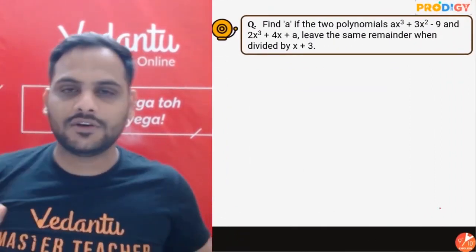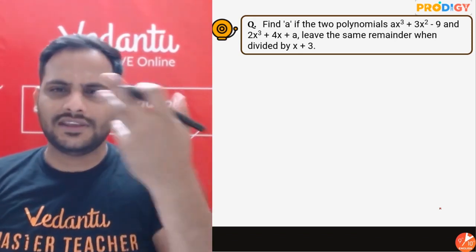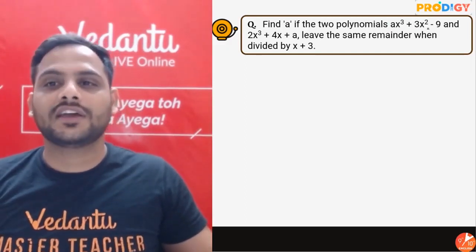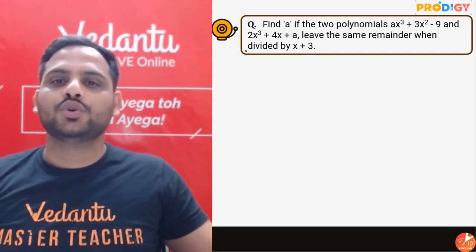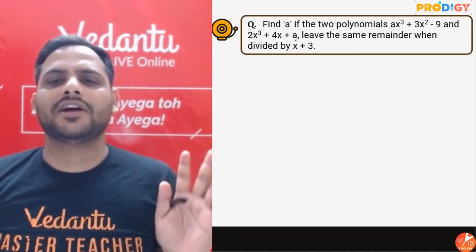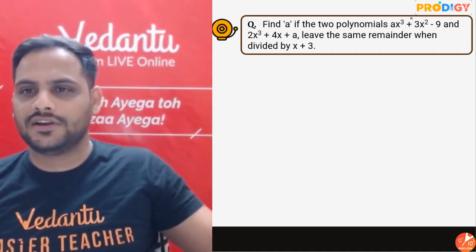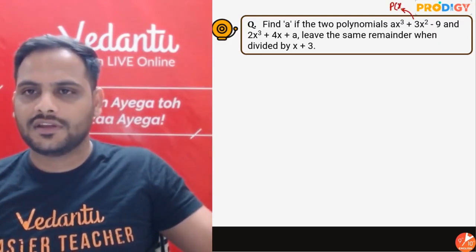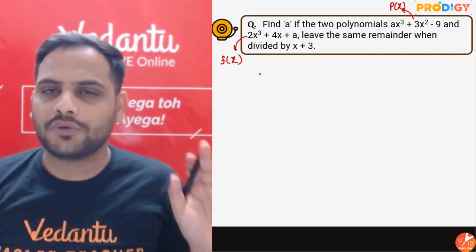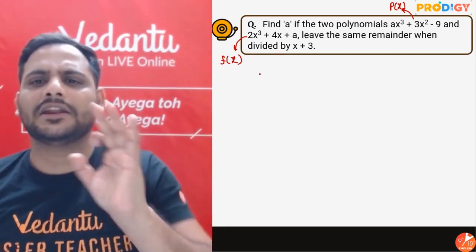The next question is a very good question, equally good. What is it saying? Find a if the two polynomials, ax cube plus 3x square minus 9 and 2x square plus 4x plus a, leave the same remainder when divided by x plus 3. So I got to know that if I divide the first polynomial, let's say this is p(x), and let's say this is a polynomial f(x). These are my two polynomials. Both the polynomials, if I divide by x plus 3, give the same remainder.